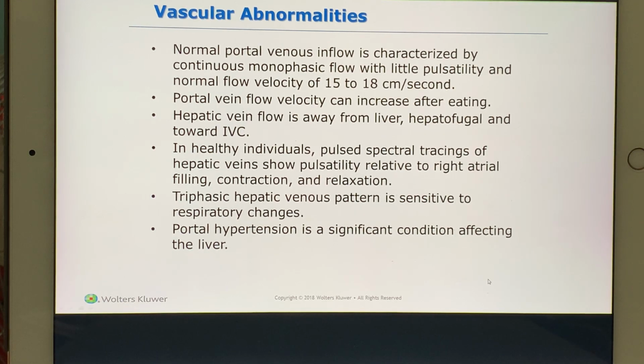Portal hypertension does affect the liver because if you have portal hypertension, the portal vein is not able to feed the liver like it should be.